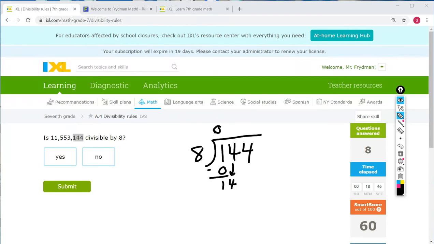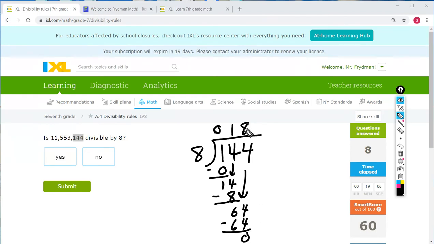Bring down the 4. 8 goes into 14 one time. 1 times 8 is 8. Subtract, we get 6 here. Bring down another 4. 8 goes into 64 exactly 8 times. 8 times 8 is 64. Subtract, we get 0, and there's nothing else to bring down, so we're done.